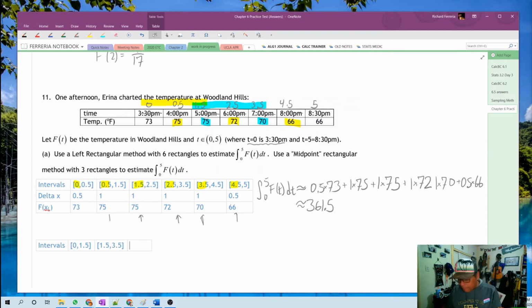Next, we're going to go from 3.5 to 5. Okay, that's going to be our last interval. Again, spanning 3 different measurements. Now, we're going to next in our chart put in our delta x's. So delta x. 0 to 1.5, that's a delta x of 1.5. 1.5 to 3.5, that's a delta x of 2. 3.5 to 5, that's a delta x of 1.5 again. And next one is f, evaluated at the middle.